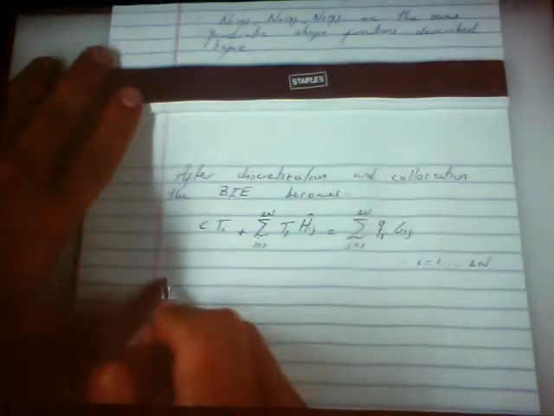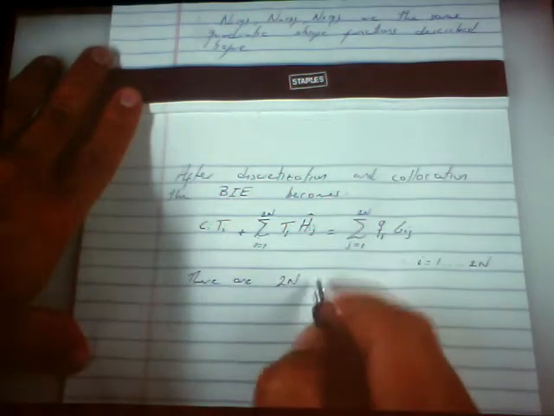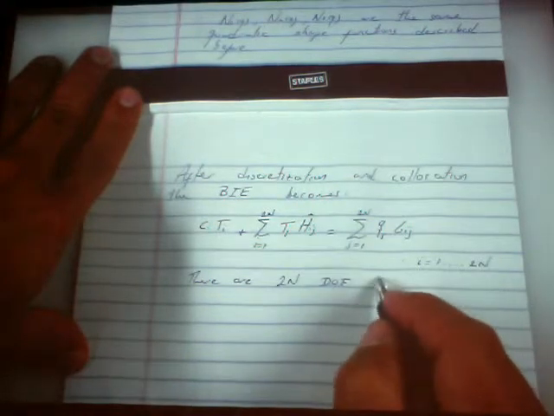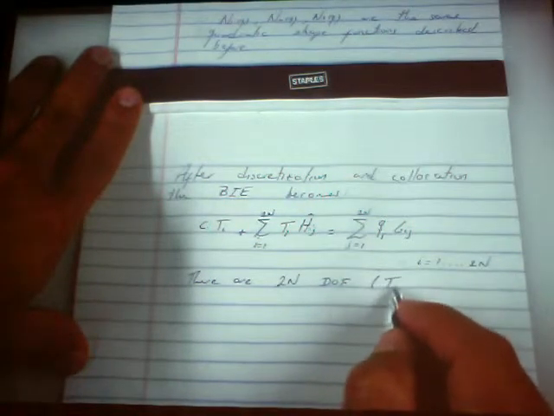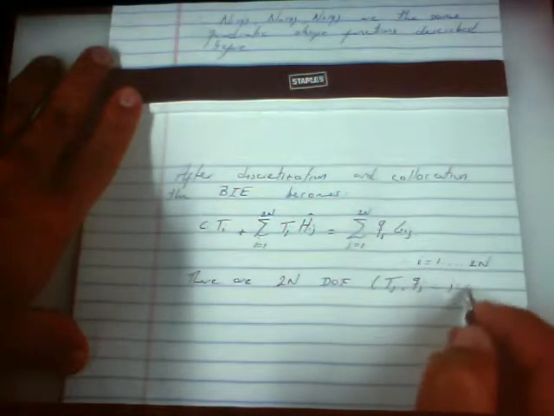Such that there are 2n degrees of freedom, Tj, Qj, such that j equals 1 to 2n. So you just double the size of the system. Okay?